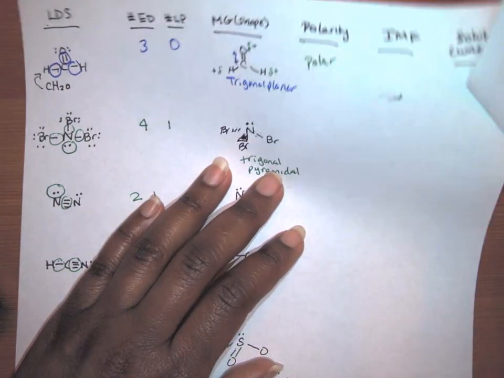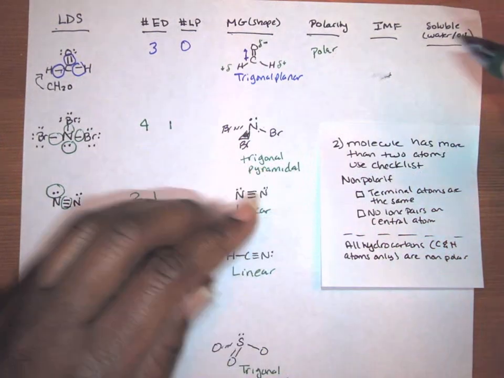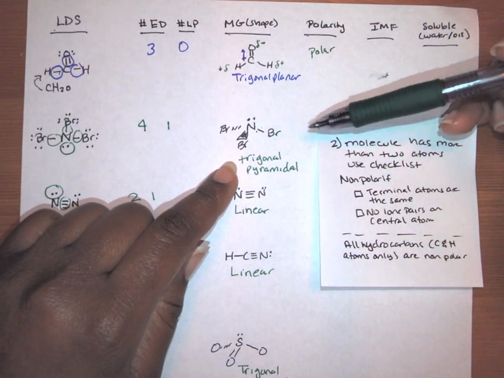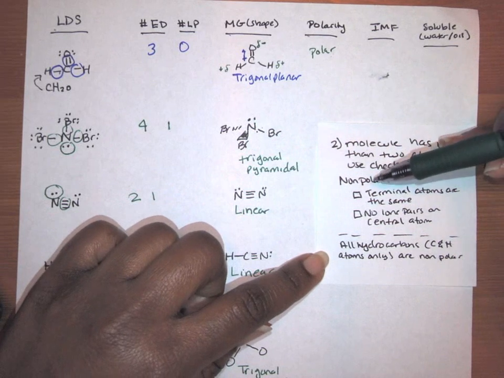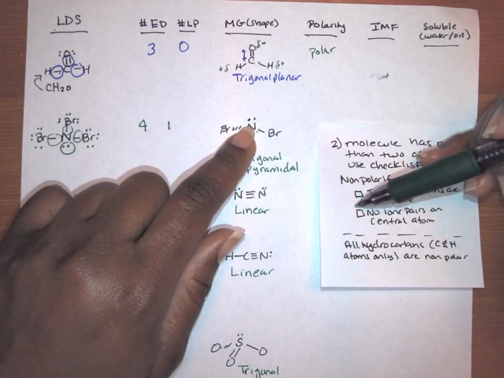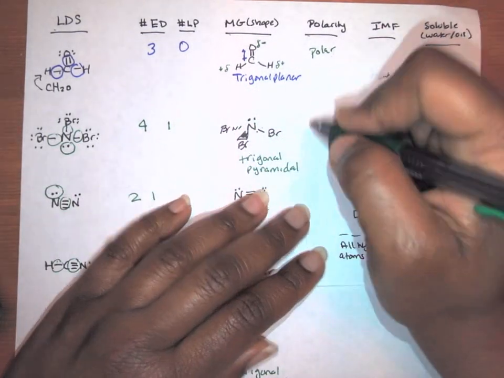All right, let's just use the checklist moving forward. So here we have NBr, and all the terminal atoms are the same, so that part I can check off. No lone pairs in central atom, I can't check that one off. So this one is also polar.